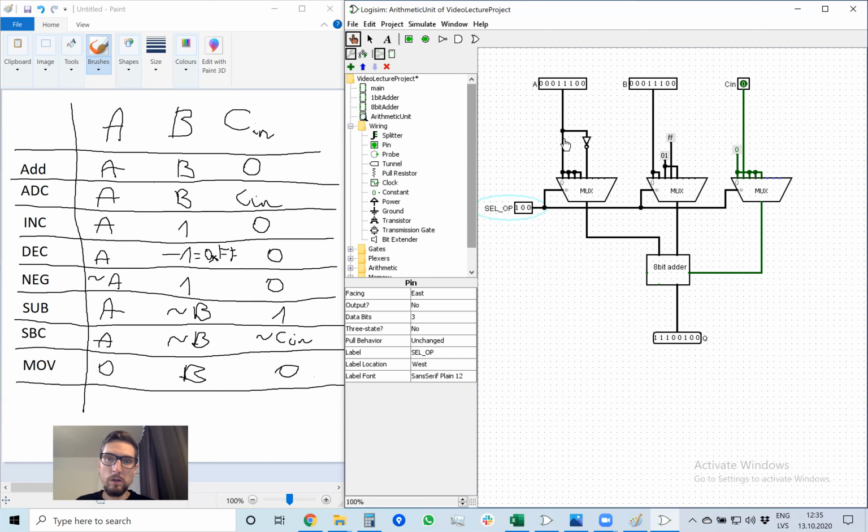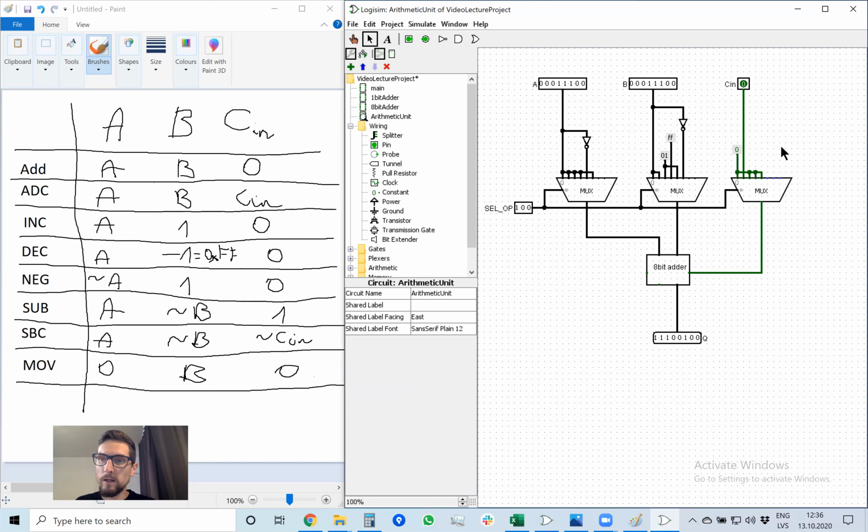Next is subtraction. So for subtraction, we take A as our first input, B with all bits inverted as the second input. So I can just take this inverter NOT gate and copy it and put B through it. And instead of carry in, I use a constant 1. So I take this constant 0, I copy paste it, and instead of 0, I want it to be equal to 1, and I connect it here.